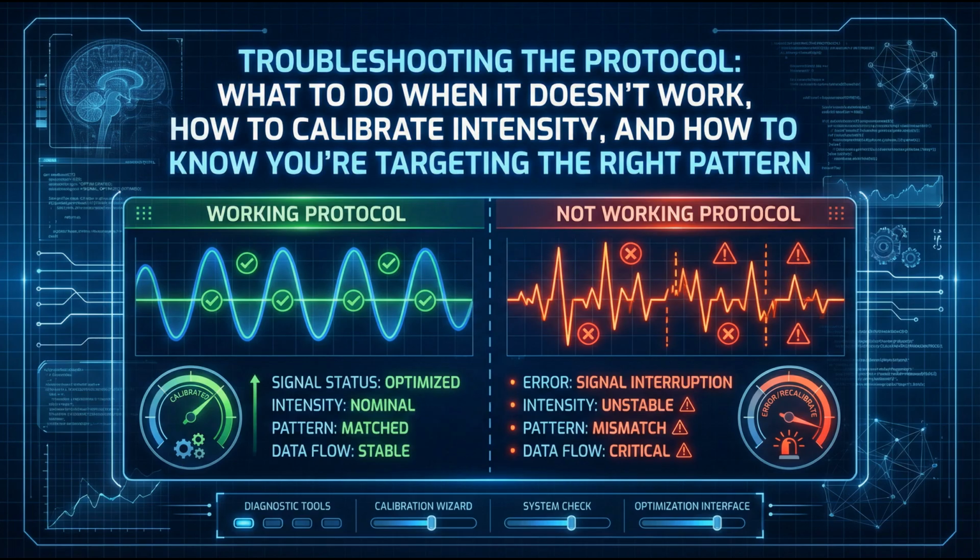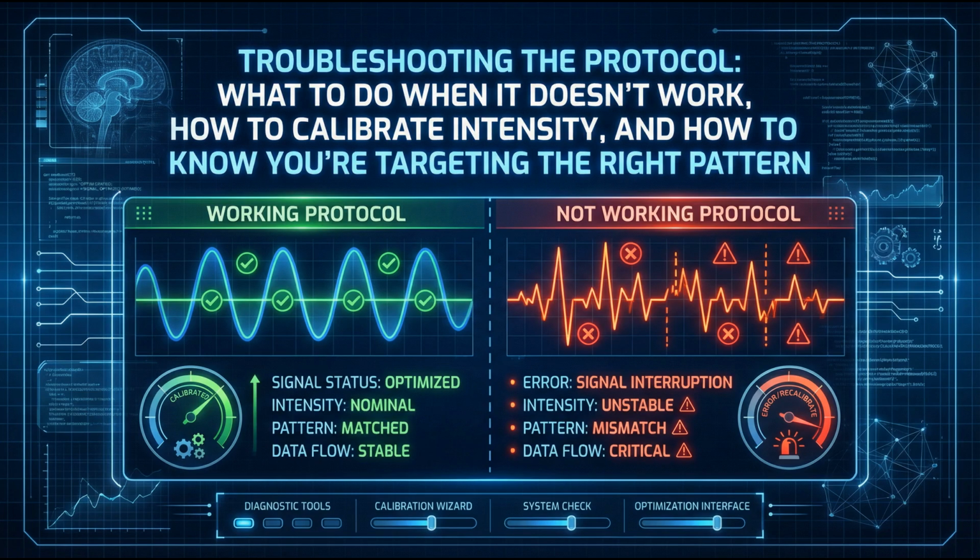Today we're troubleshooting, not in a vague, try harder way, but with the same neuroscience precision we've used from the start. We're going to diagnose exactly why the protocol might not be working, how to calibrate it to your specific nervous system, and how to identify whether you're even targeting the right fear pattern. And I'm going to address something critical that most people talking about mental simulation never mention. What if you can't visualize at all? Because this method has to work for every brain, not just the ones with a vivid internal cinema.